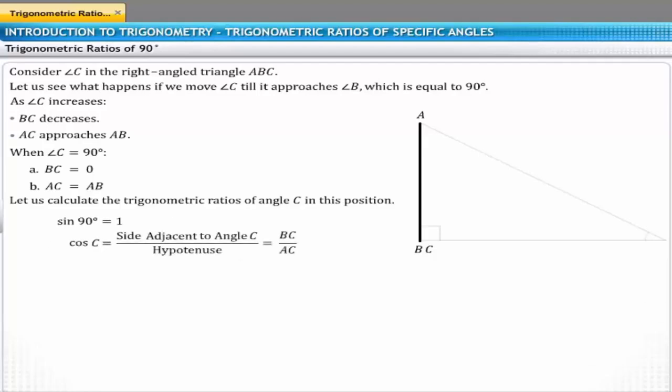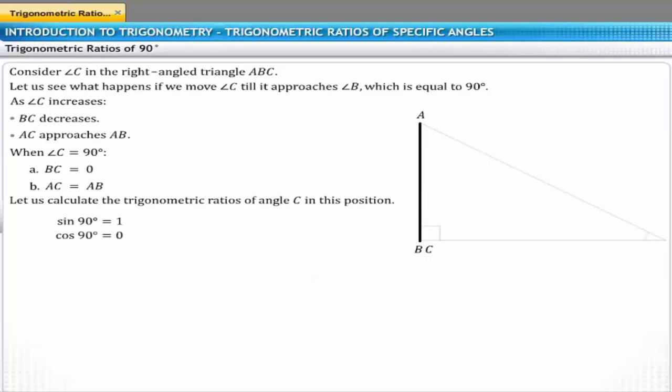We know cos C is equal to the ratio between BC, the side adjacent to angle C, and AC, the hypotenuse. We have seen that BC becomes 0 when angle C is equal to 90 degrees. 0 divided by any quantity is 0. Thus we can say that cos 90 is equal to 0.